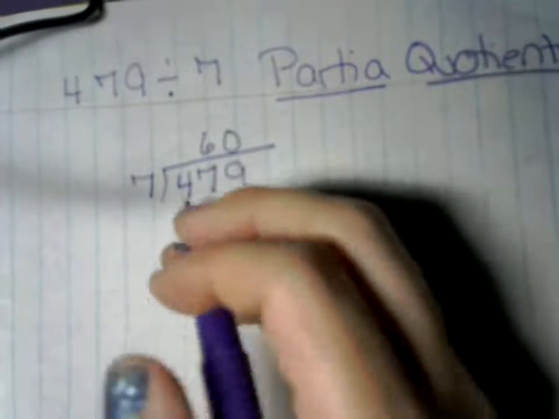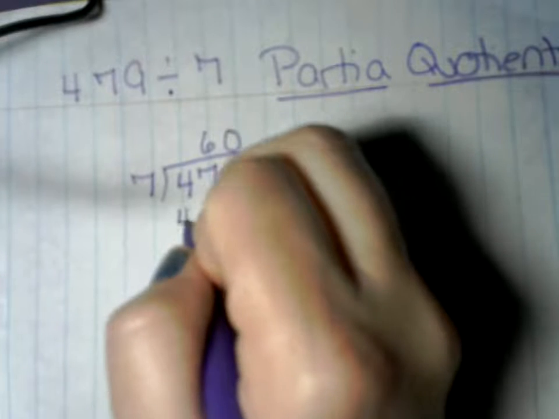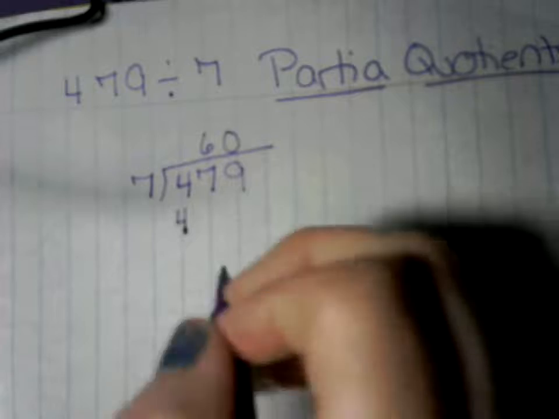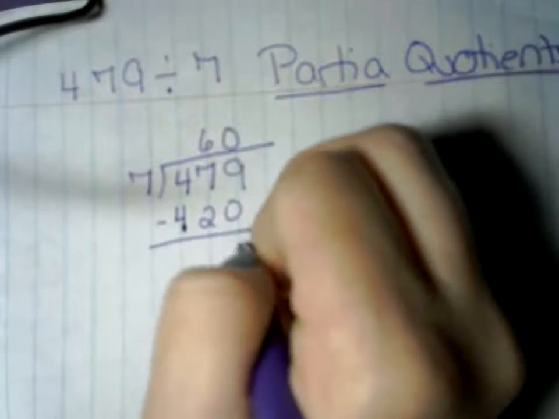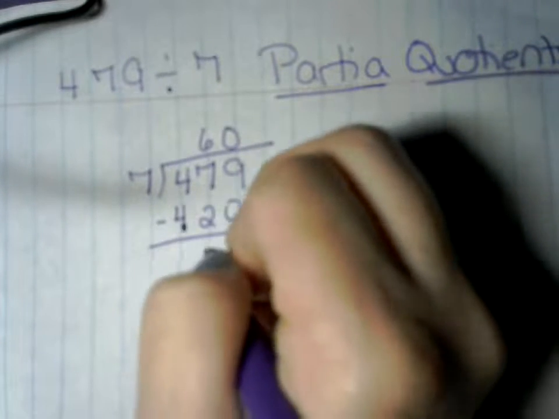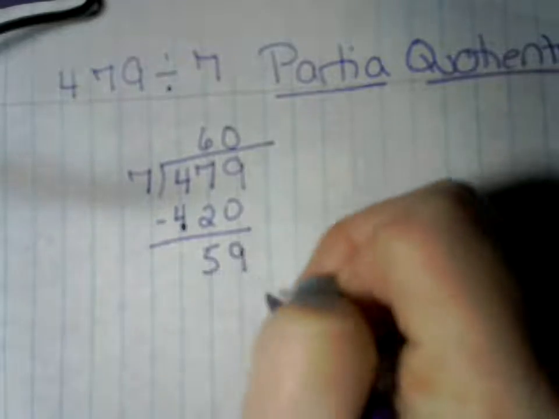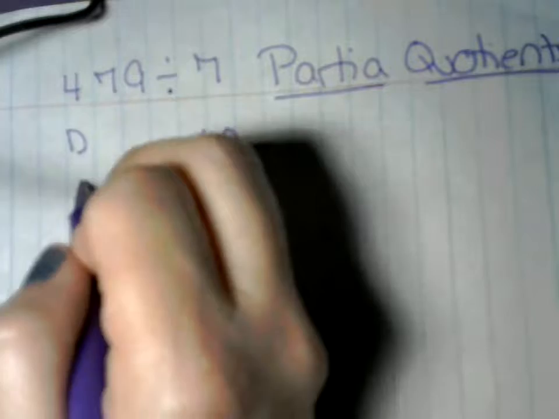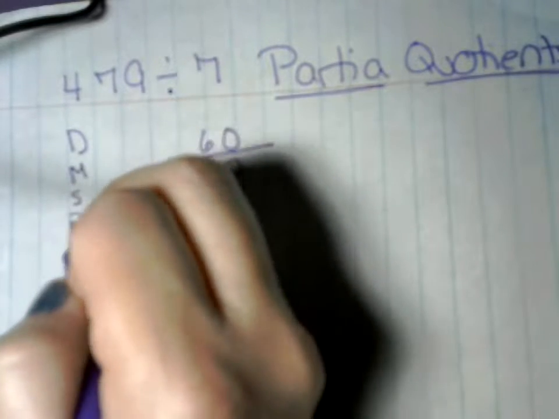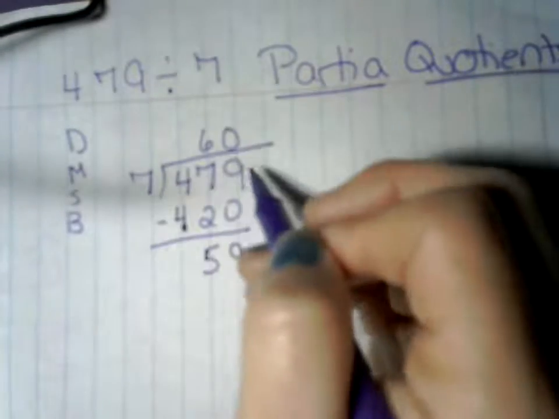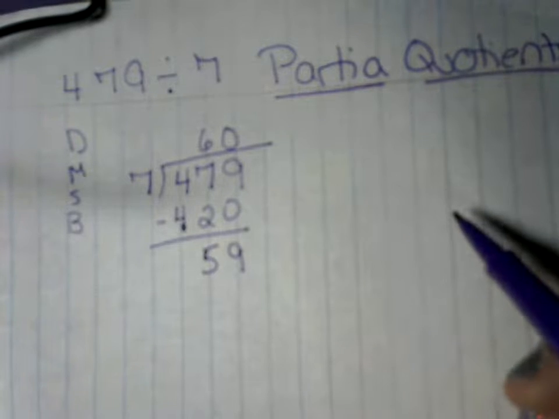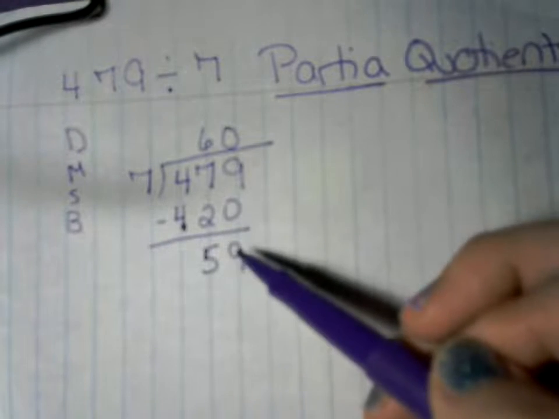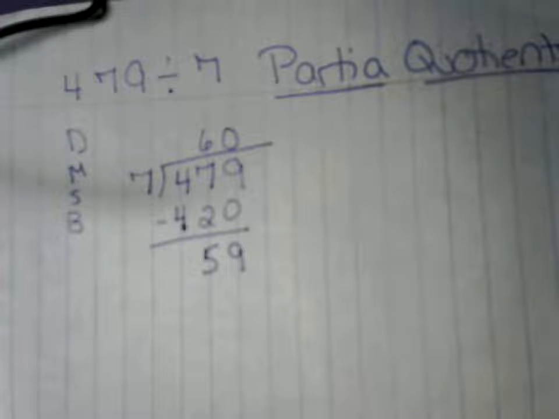Once again, I'm going to use place value, that is the tens place. So I'm going to put 60 because I want to do 60 times 7 to get 420. And when I subtract, I get 59. All right. So this one, I'm still using divide, multiply, subtract, back to the beginning. So still the same steps. And this will easily go back to bring it down again.